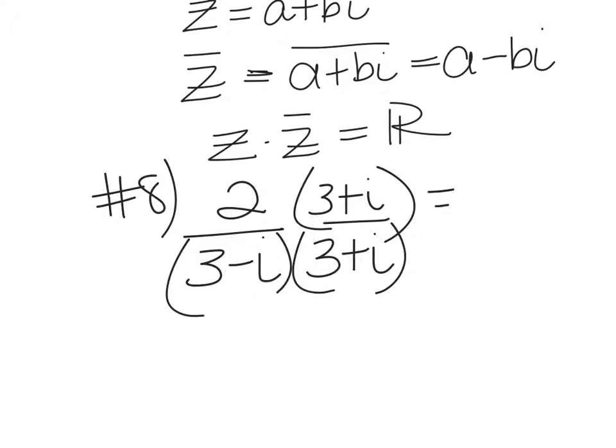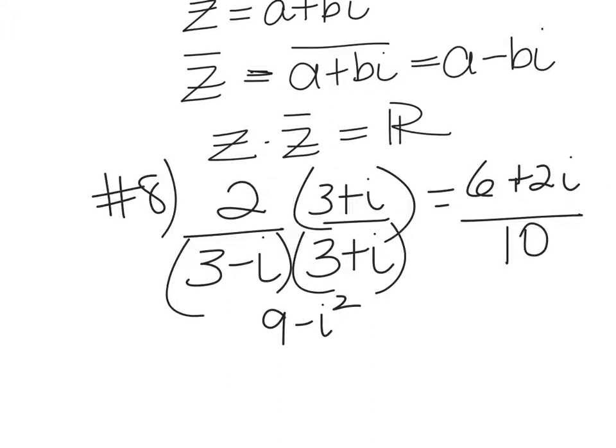Everything else stays exactly the same, only the middle sign changes. And when you do that, you get 6 plus 2i over, and you can do this in your head. This is pretty easy to do. 3 times 3 is 9, right? Inside, outside always cancel out with complex conjugates, every time. And then negative i times positive i is negative i squared. And you really get 9 plus 1, which is 10. Okay, but that's not your answer, so you have to reduce. What goes into all three of those numbers? 2. 3 plus i over 5.